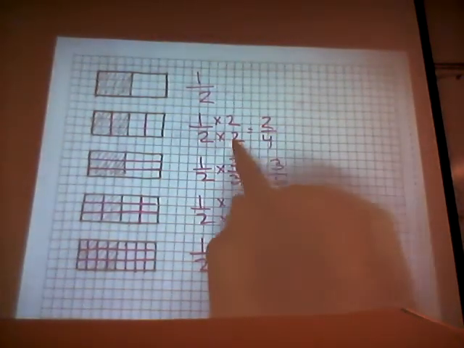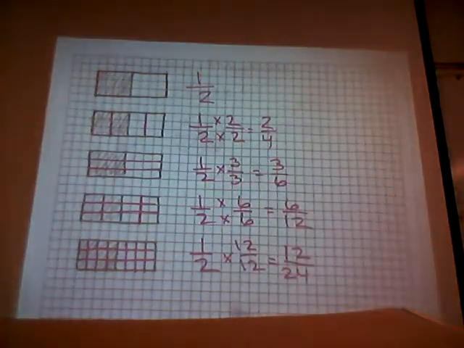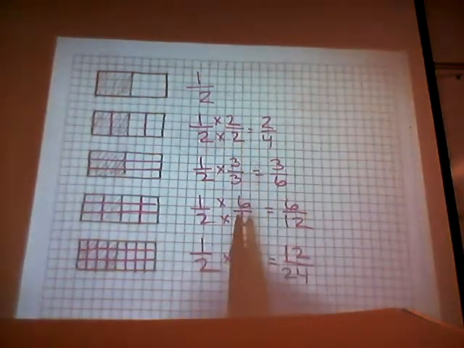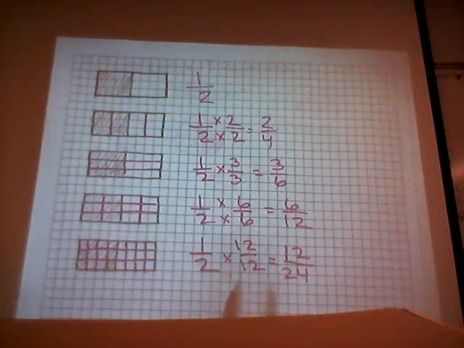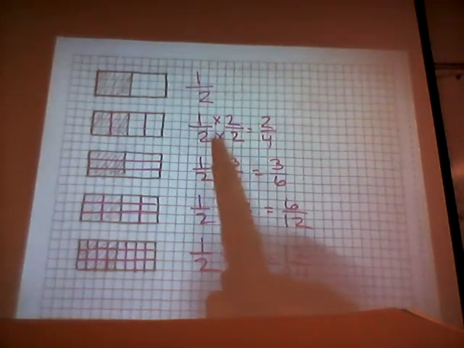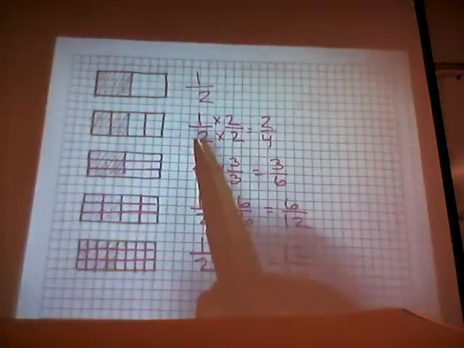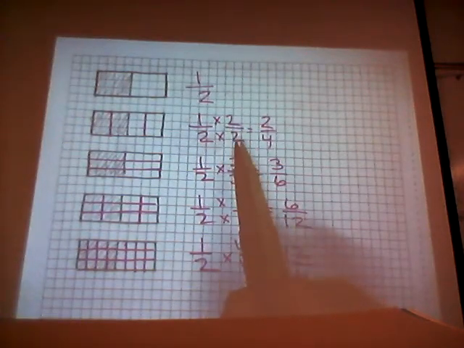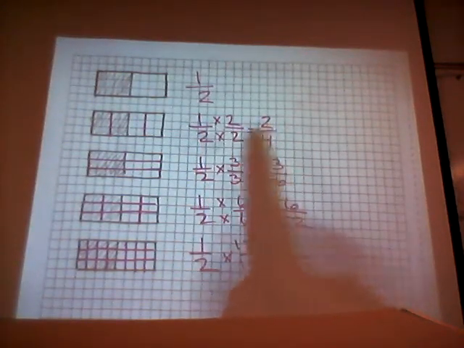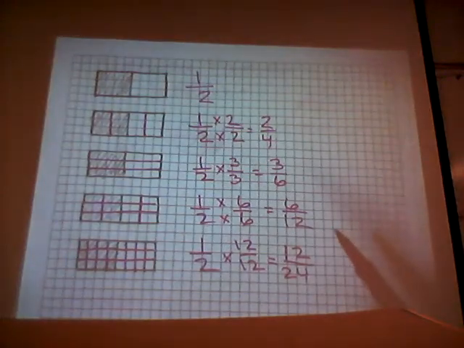Now, when I'm renaming fractions, all I'm simply doing is putting a fraction bar in between each of these sets of numbers. The reason I did that is because I'm not really just doubling. I'm multiplying my 1/2 times 2 over 2. I'm multiplying my numerator times 2, and I'm multiplying my denominator times 2.